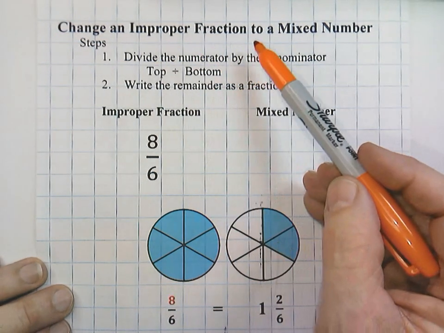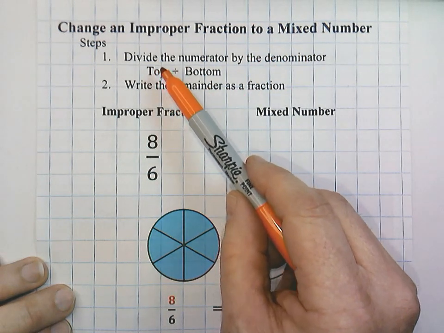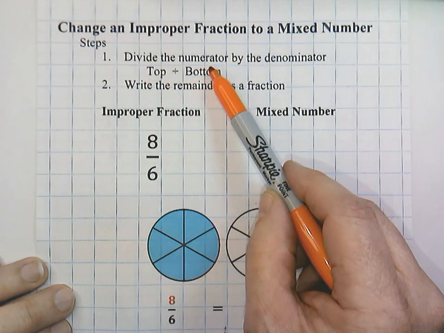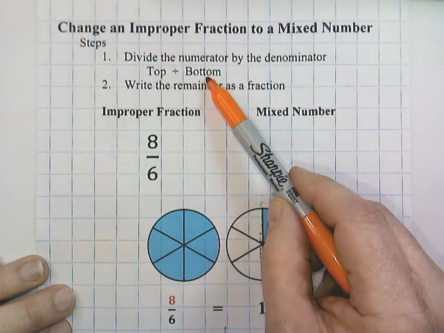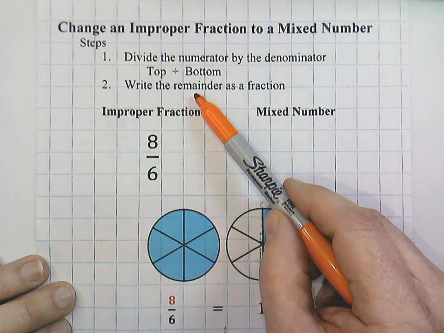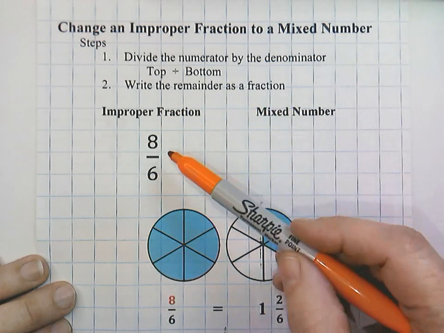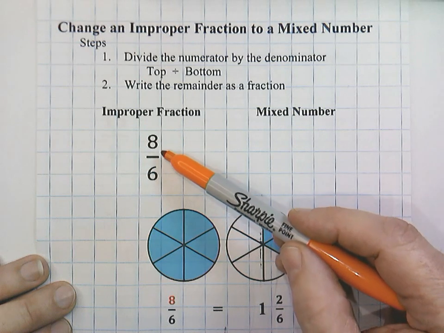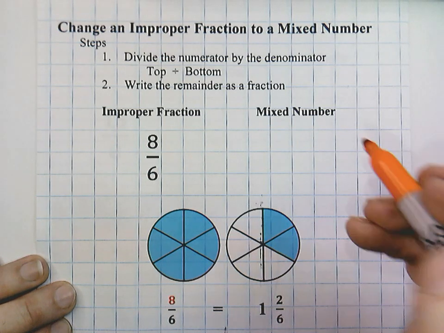How we change an improper fraction to a mixed number is we divide. We divide the numerator by the denominator. In other words, the top number is divided by the bottom number, but we need to remember that when we write a remainder, the remainder must be written as a fraction. Let me show you. So here we have 8/6. This is from the previous page, and we already know that 8/6 will equal 1 and 2/6, but let's figure out how and why.